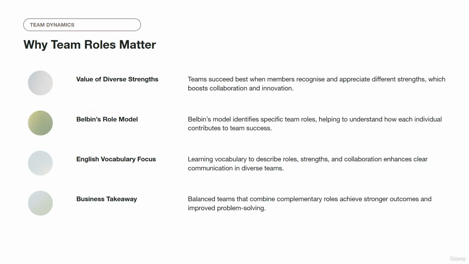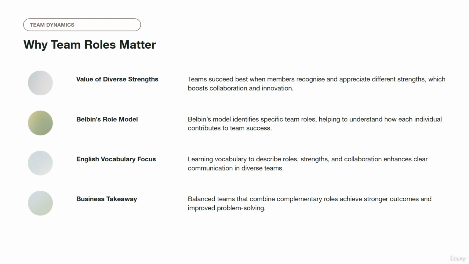So, what Belbin came up with was a model that defined different team members based on their behaviors and characteristics. And that's what we're going to look at. And the idea is that these diverse strengths and abilities help build a stronger team. So teams succeed best when members recognize and appreciate different strengths, which boosts collaboration and innovation. According to Belbin's model, which we'll see in just a moment, Belbin identifies specific team roles, helping to understand how each individual contributes to team success.